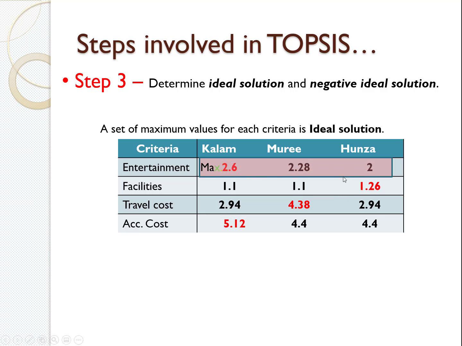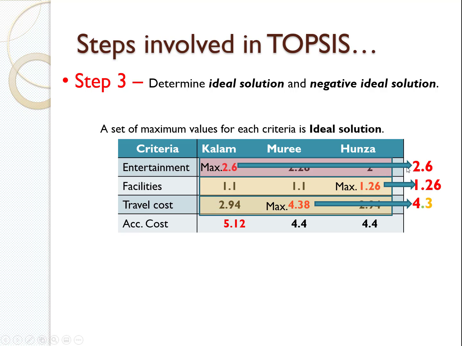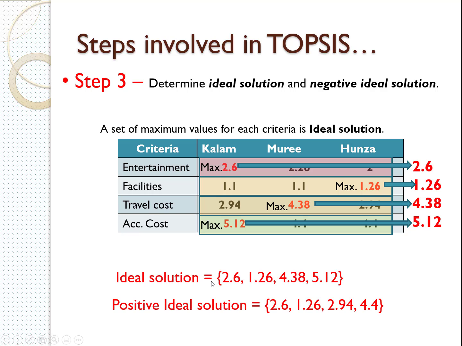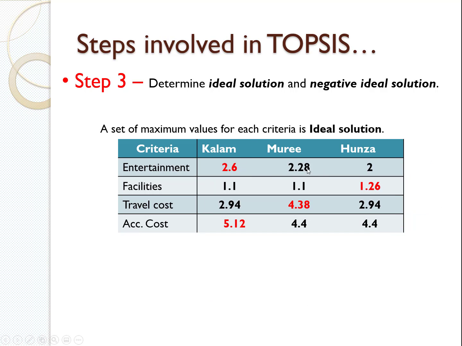You need to calculate the maximum from this, because we are looking for the ideal solution. In the entertainment criteria, which one is the maximum? In the facilities criteria, which one is the maximum? In the travel cost, which one is the maximum? So this is the ideal solution. Now one thing you need to remember, for the positive ideal solution, this is a very important point, you need to remember how we get this value. There are 2 criteria which are benefit attribute criteria and 2 criteria which are cost attribute criteria. For benefit criteria, we want to get the maximum. So which value is maximum in this one? Yes, 2.6 is the maximum one.